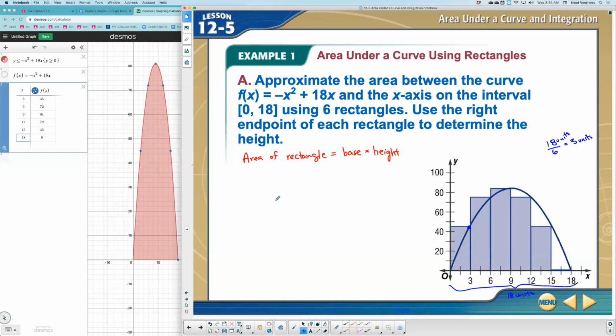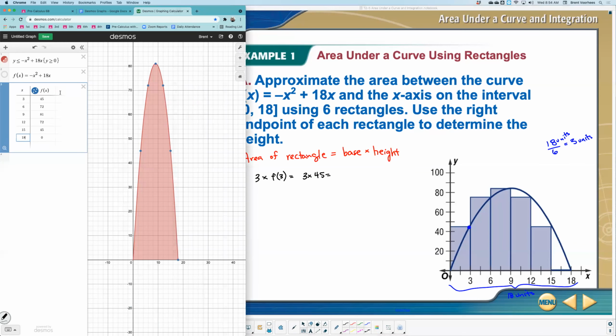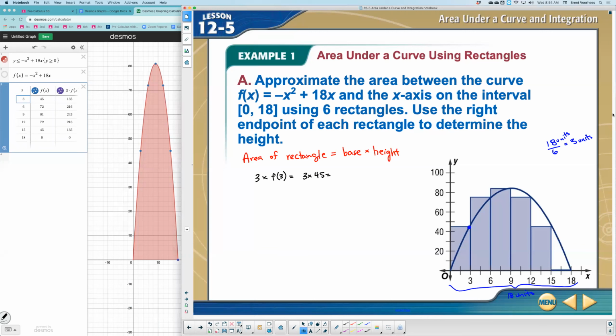So for the first rectangle, we will have an area that would be 3 times the height of f of 3. The width, or the base, times the height, which f of 3 is 45. So when x is 3, we have a 45. So it's 3 times 45. And now I'm going to show you a little trick here. The calculator will do the math for us. I'm going to say 3 times f of x, and you'll get to see the math. I don't even have to work it out. It'll be written out right here, which will be 135. I just typed in 3 times f of x, so it just triples all these values.